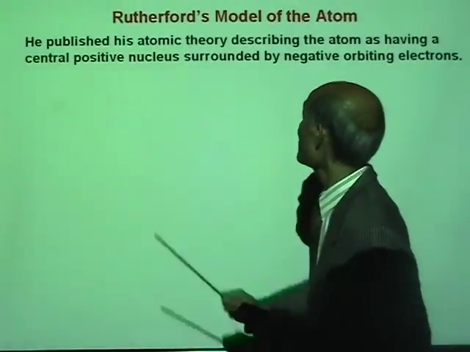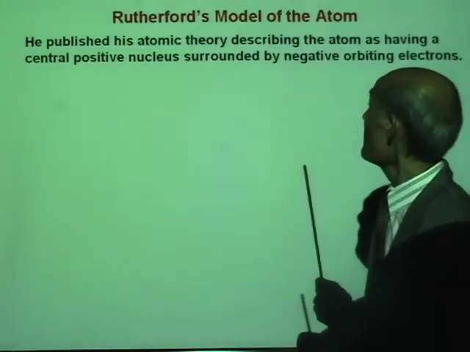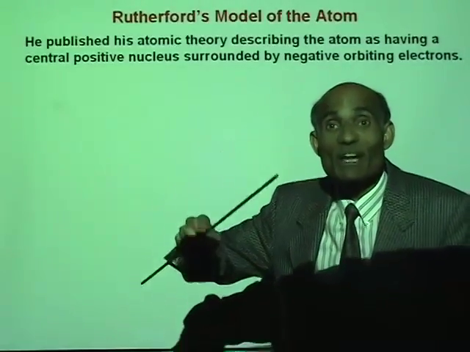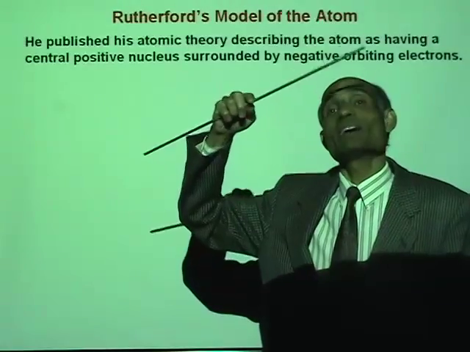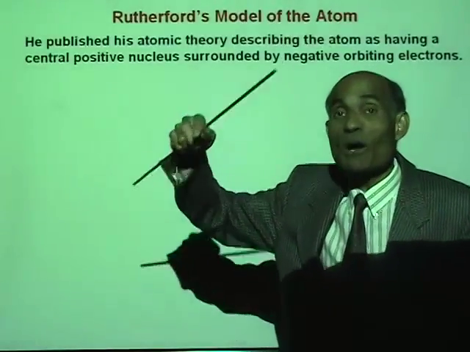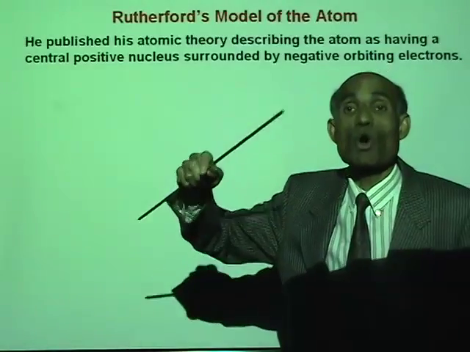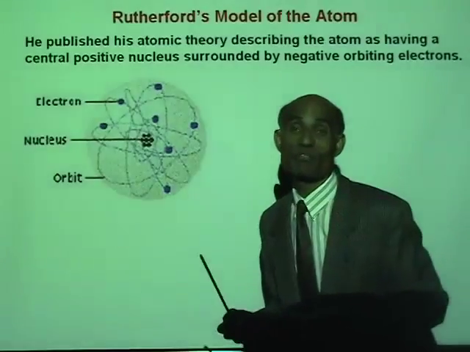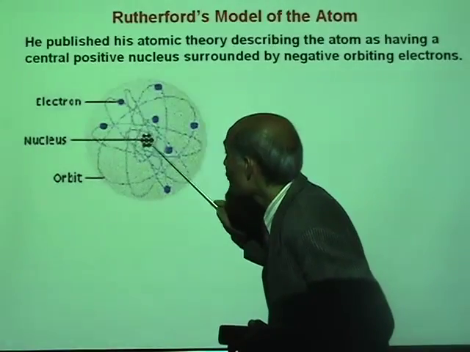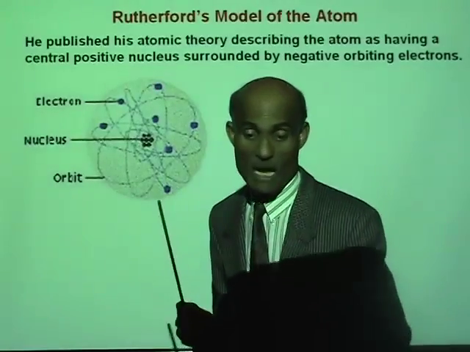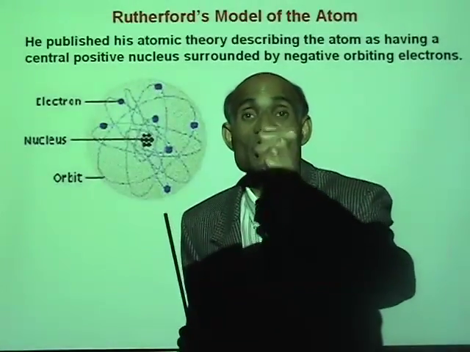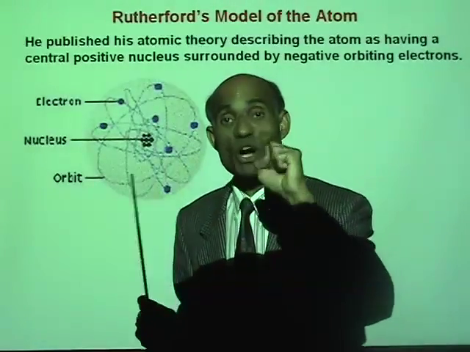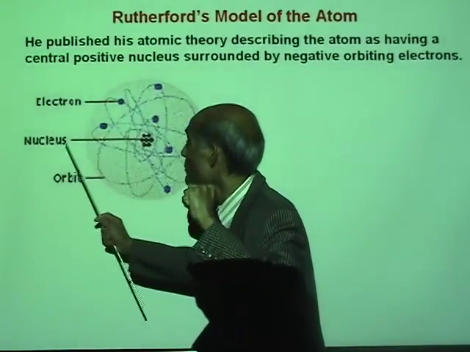He published his atomic theory describing the atom as having a central positive nucleus, and then he said the electrons are actually surrounding the nucleus in what are called orbits. Now, this is the model of Rutherford. He said the nucleus is concentrated at the center, and the nucleus carries a positive electric charge. So, the positive charge of the atom is concentrated at the center. It is called the nucleus.